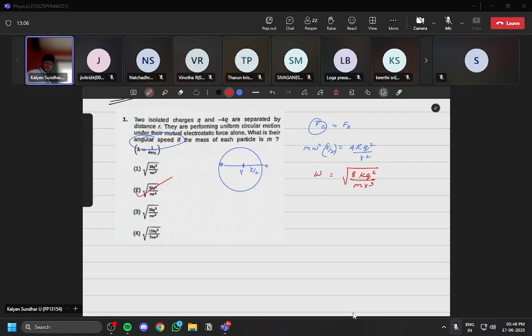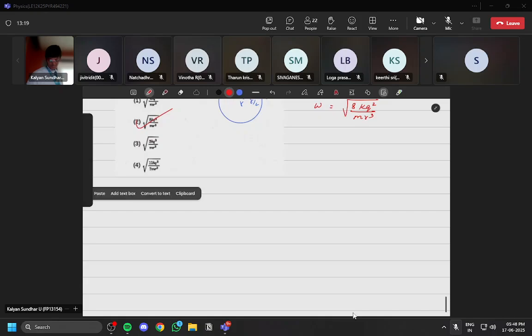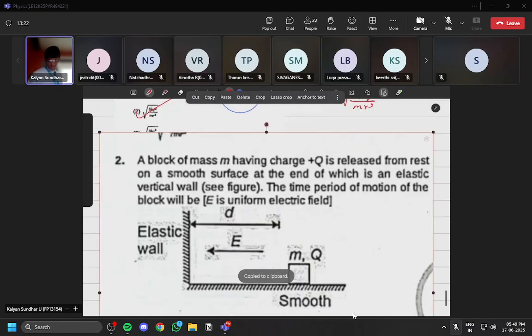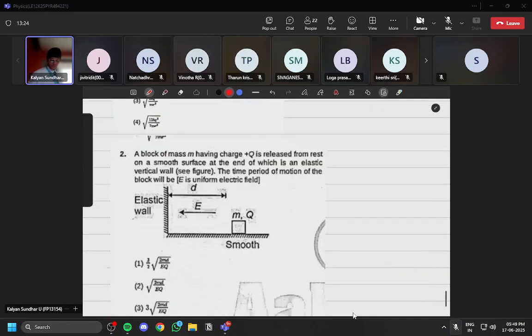Correct? Many people made a mistake in this, so based upon this, I have taken it. Yeah, this is about the first question. Now, any doubts here for the first question?